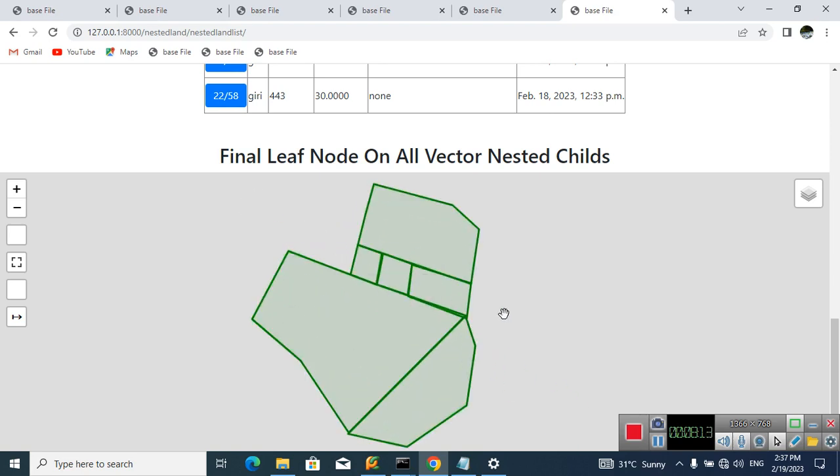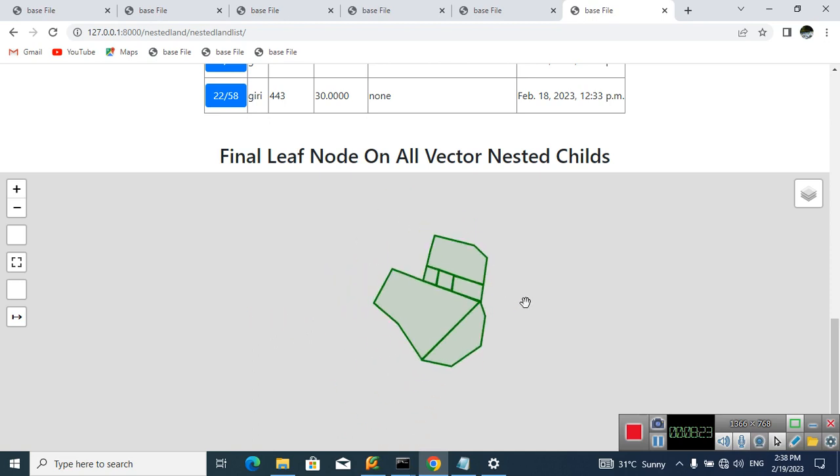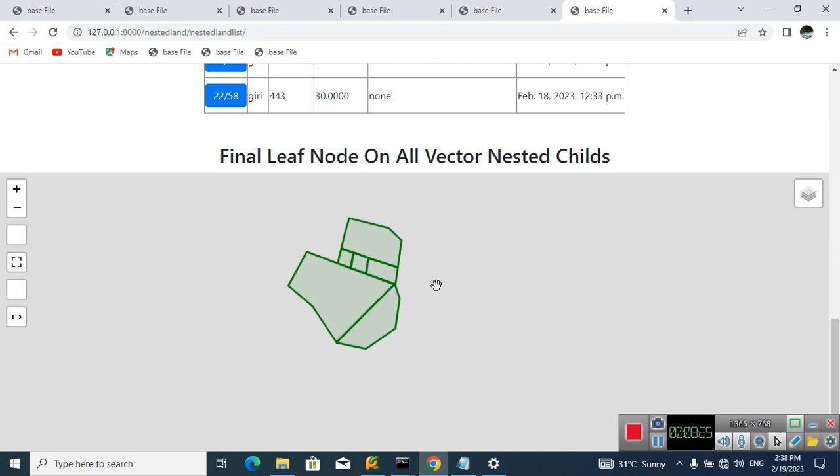Here also there are splits, and these are the two numbers: this one is one number, and this one is another number, where subsplits have happened. We need to consider these use cases, how the land splits, all those things.